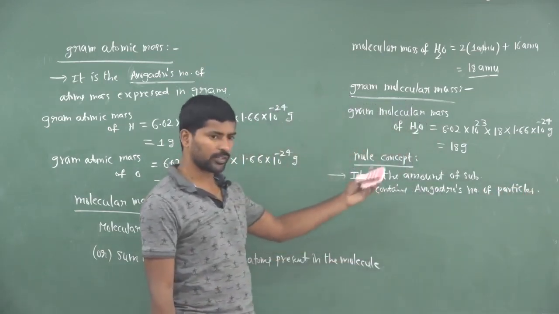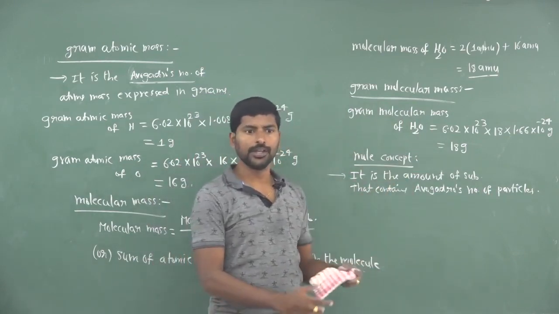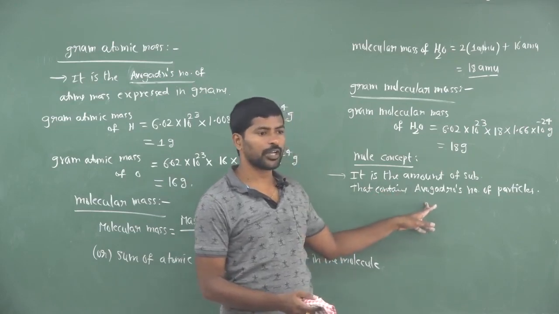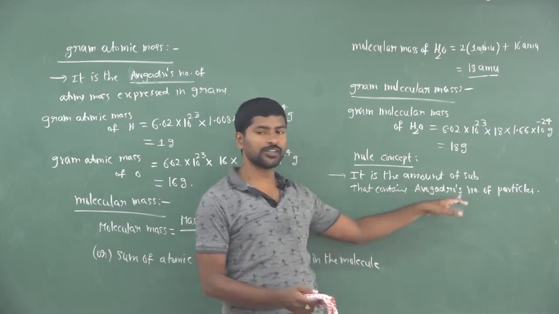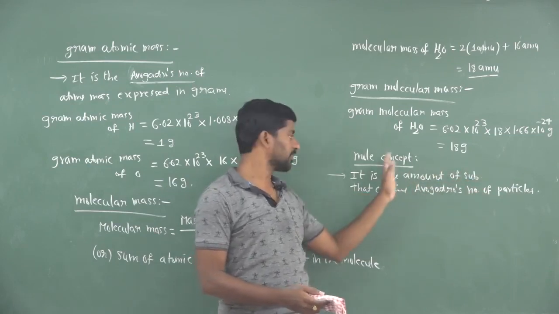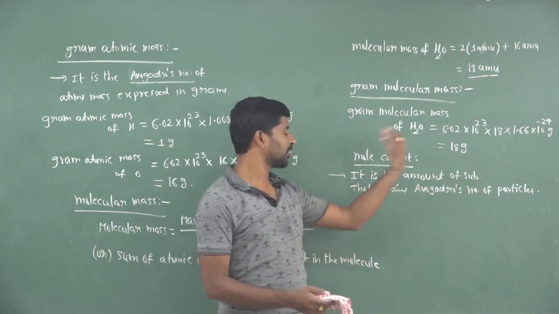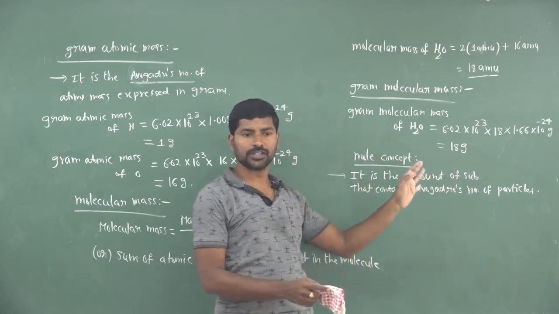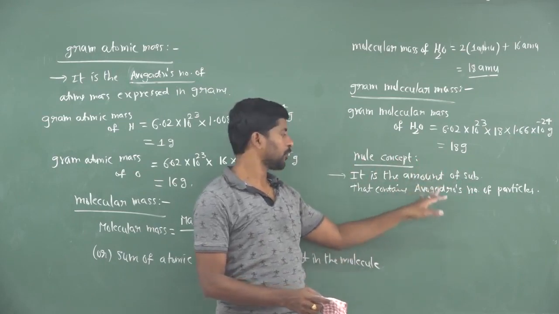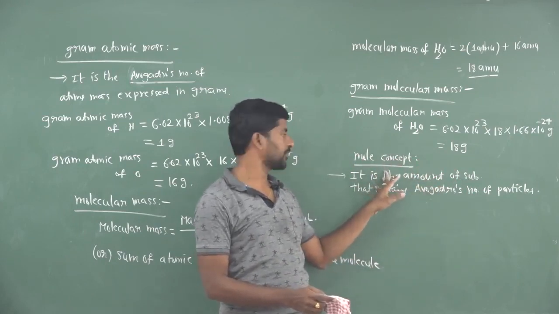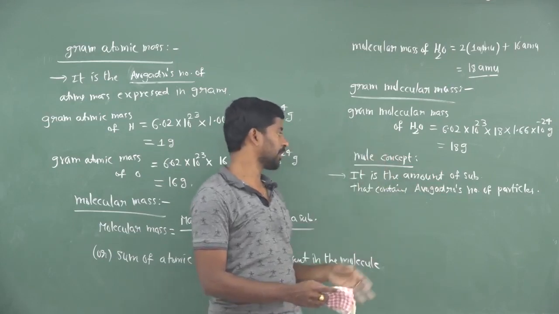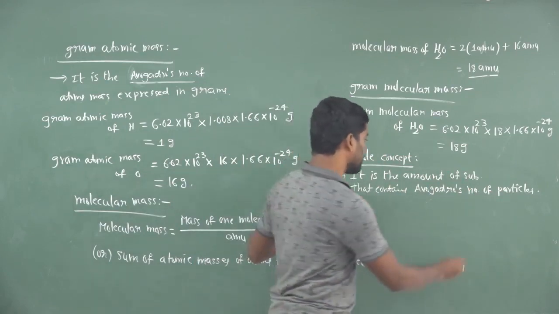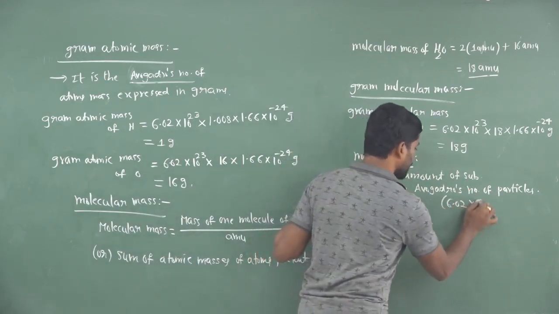This Avogadro number is actually based on carbon 12 only. 1 mole of carbon 12 possesses 6.02 into 10 power 23 particles. Based on that, this was defined. Whatever the number of particles present in carbon 12, that is 6.02 into 10 power 23, is called Avogadro number. So the amount of substance required to get the same number of particles is called 1 mole.